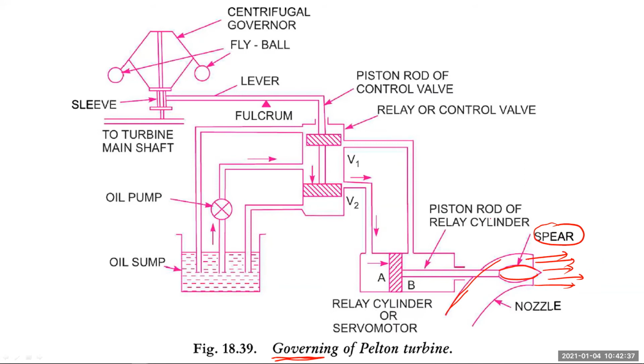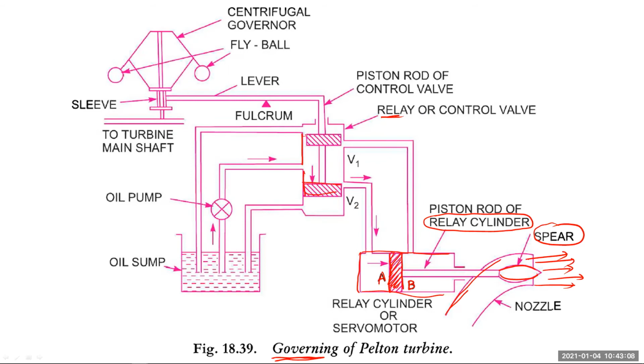This is the piston rod of the relay cylinder. So this cylinder you can see here is called the relay cylinder. And inside this relay cylinder, there is one piston. On both sides of the piston, it is active, side A and side B. This is again your relay cylinder, or you can say a control valve, a double acting control valve.